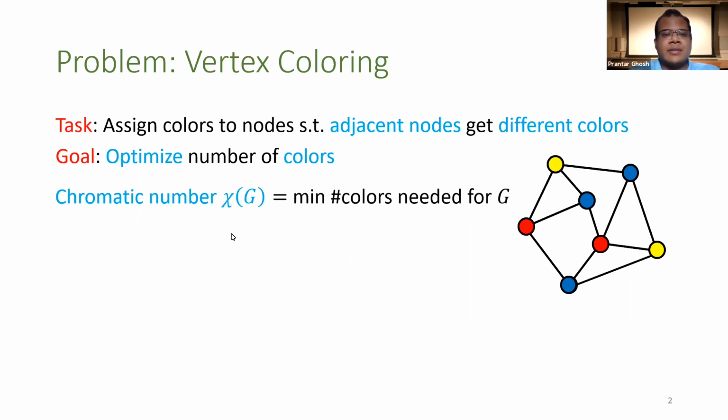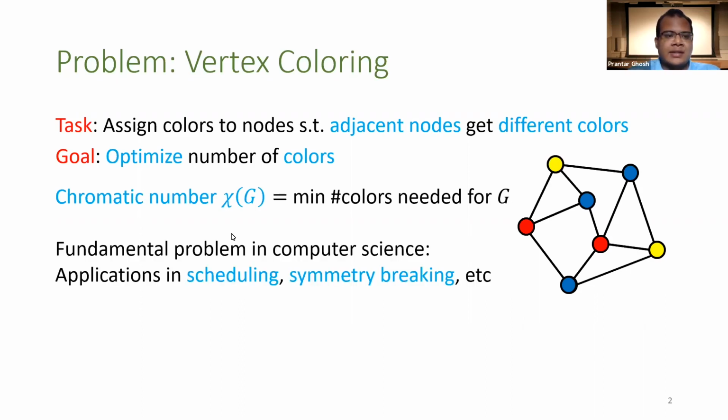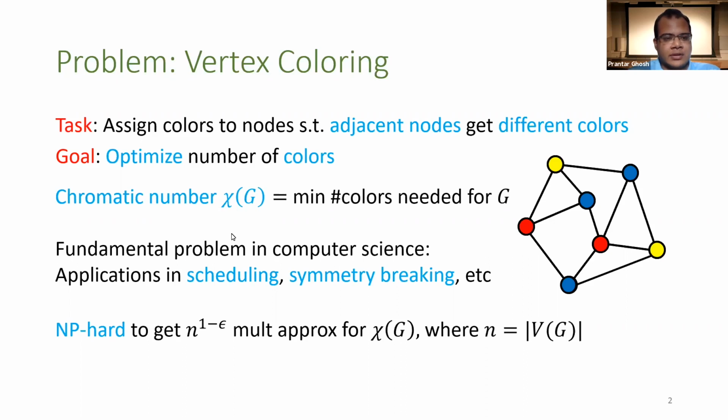And this minimum number of colors required to color a graph G is called its chromatic number, denoted by chi of G. Graph coloring is an extensively studied problem in computer science, and it has several applications in various problems like scheduling, symmetry breaking, register allocation, just to name a few. However, it's incredibly hard to compute an optimal proper coloring or this number chi of G, and it is NP-hard to even get an approximation factor better than n.